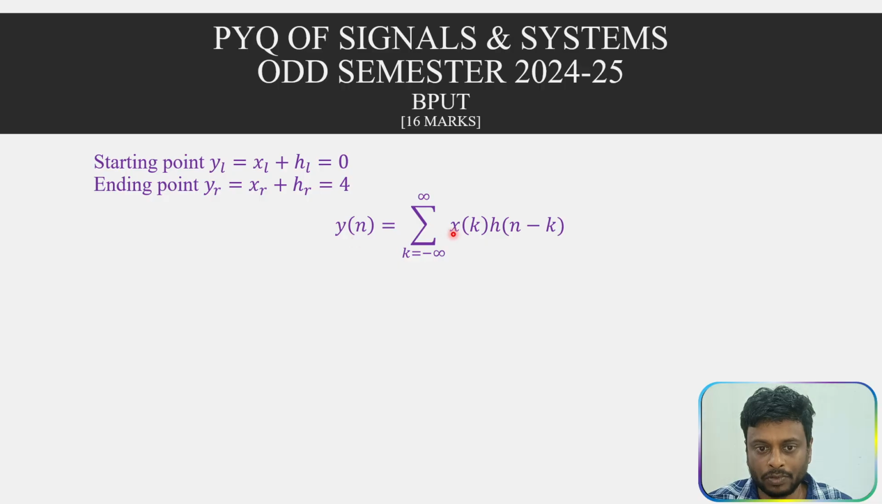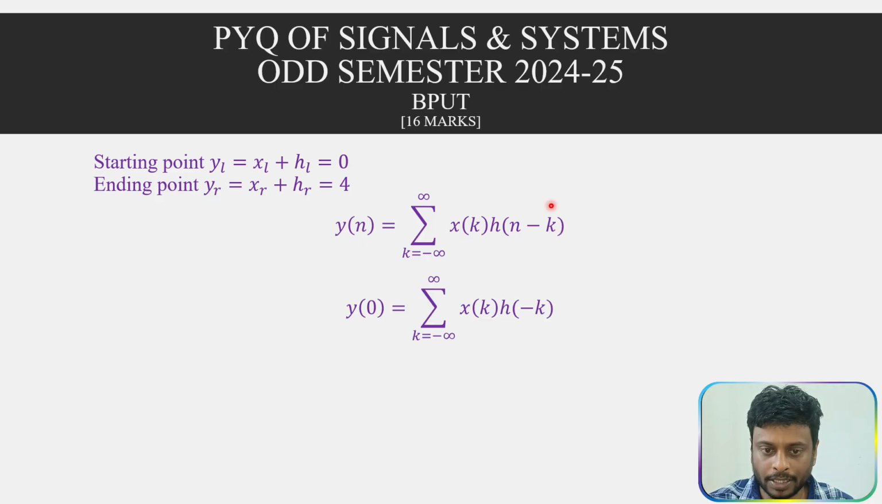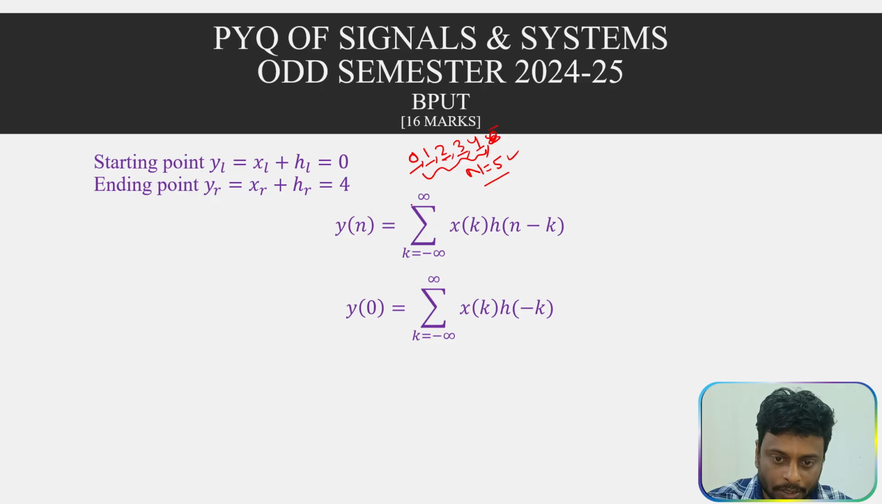So y of n is given by the convolution formula, x of k h of n minus k. Okay. So let us take n starting from 0. So n will range over 0, 1, 2, 3, 4. These are the n values. So the length of the output will be 5. Okay. So first we calculate at n equal to 0, n equal to 1, n equal to 2, n equal to 3, and n equal to 4. Okay. So let us check.